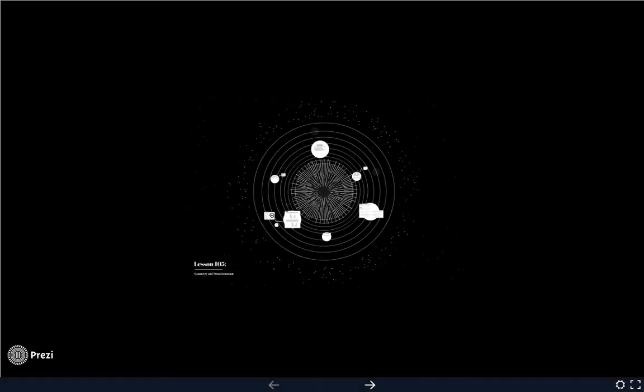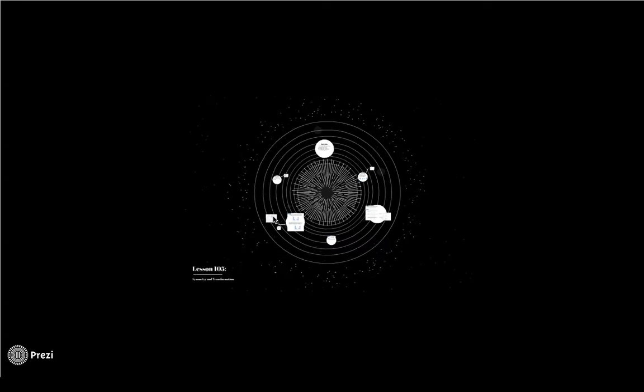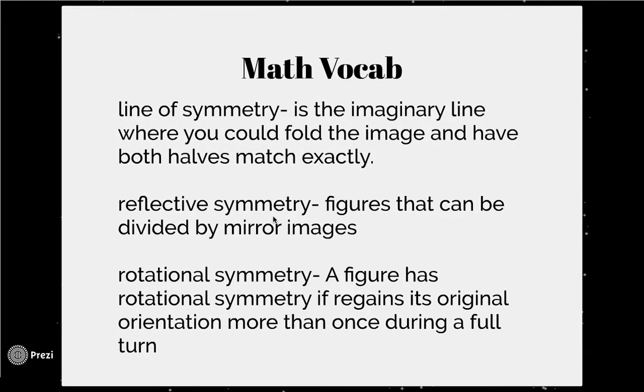We're on lesson 103, which is on symmetry and transformations. Today, we're going to be able to find lines of symmetry in figures, and we're also going to determine if a figure has rotational symmetry. Here are your vocab words for today.